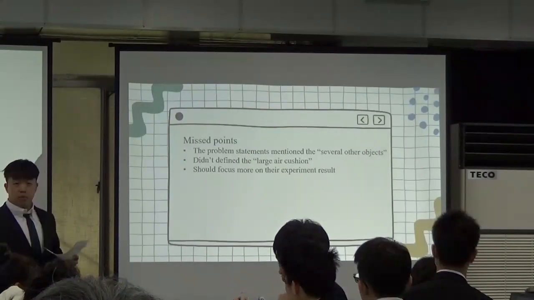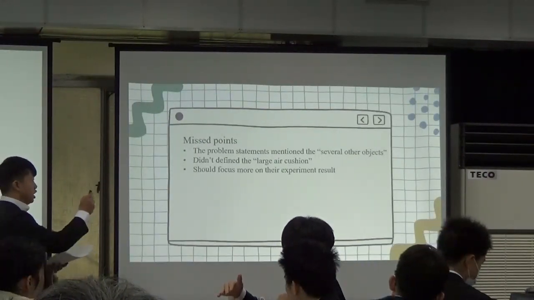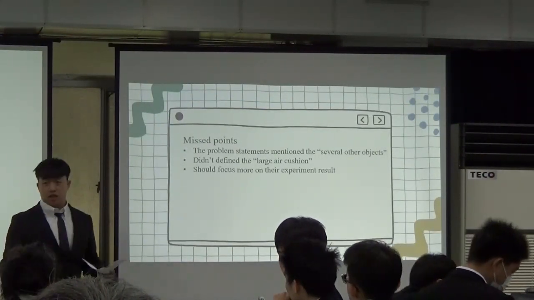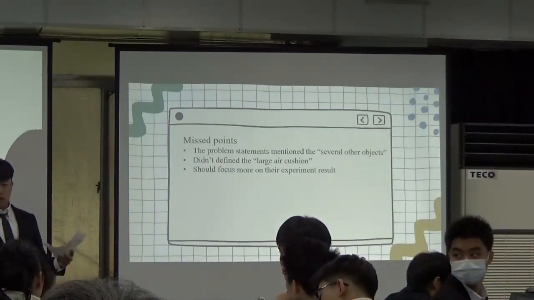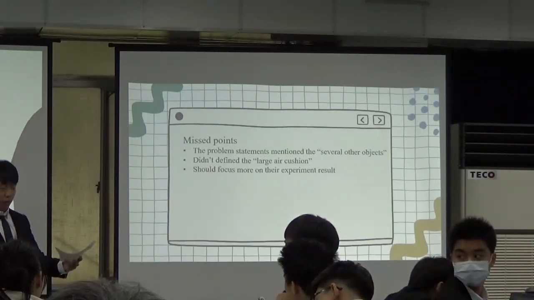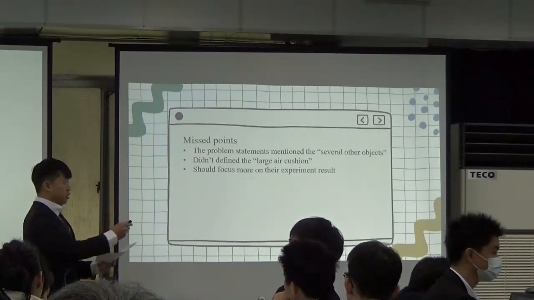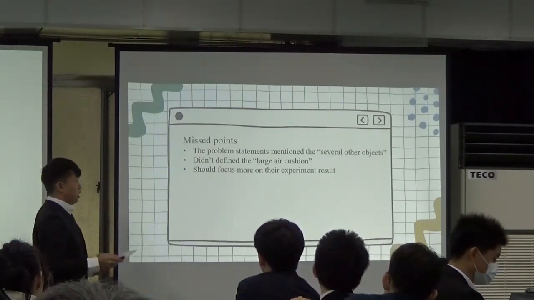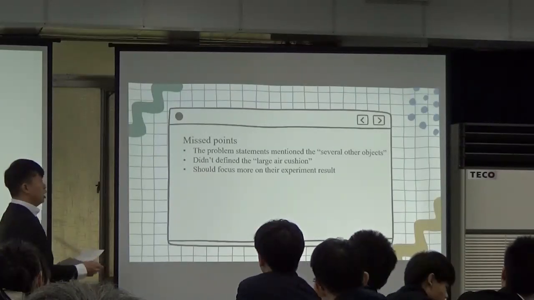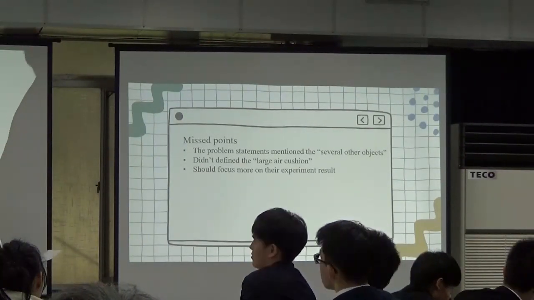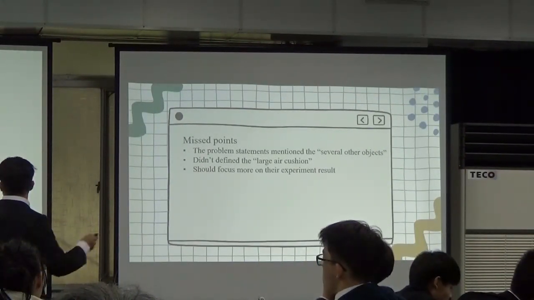And then some of the missing points that I think they have. The problem statement mentioned several other objects, and what I see in those experiments are only one drop and one catapult. So I think this is one part. And then they didn't define what is a large error. Also, they should focus more on their experimental results.